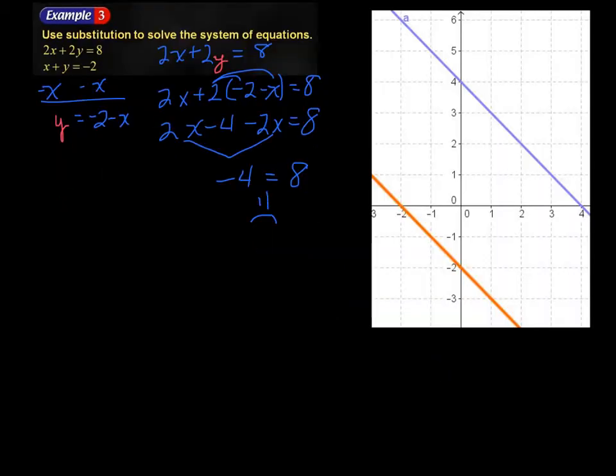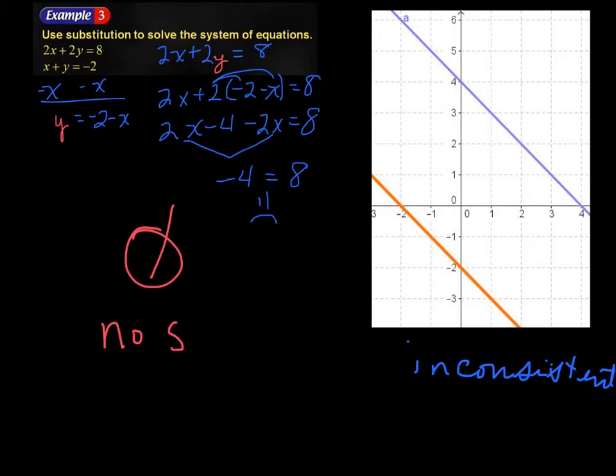Rats. And we ran into this already in the last lesson. If the lines don't cross, we said they were called inconsistent. So there's not going to be a solution. This is a no solution problem.